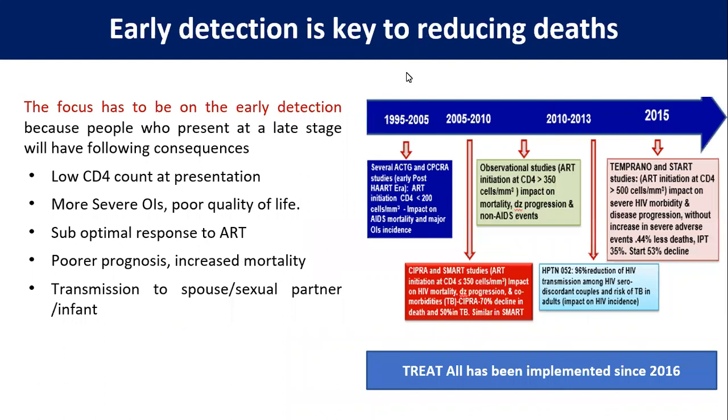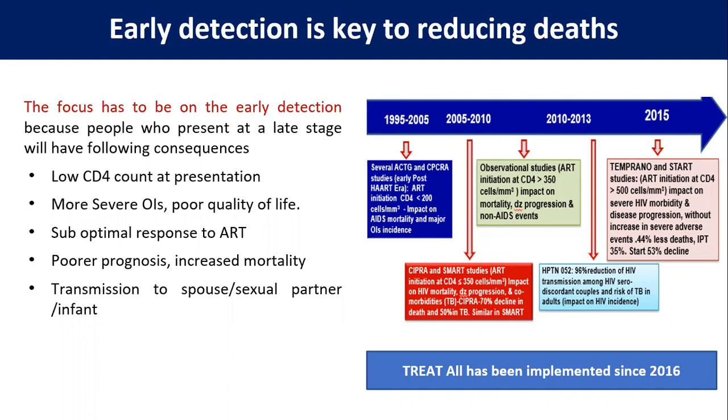To know that, first of all, we know from previous evidence that early detection of HIV and early initiation of ART is the key to reduce death. Now, what happens if the patient presents late in the ART centers? They come with advanced HIV, advanced immune suppression with a low CD4 count at presentation, and there is more severe illness and a poor quality of life. In addition, when the patient comes with advanced HIV disease, there is suboptimal response to ART, leading to poorer prognosis and increased mortality. This again gives rise to a high rate of transmission to spouses, sexual partners and to infants.